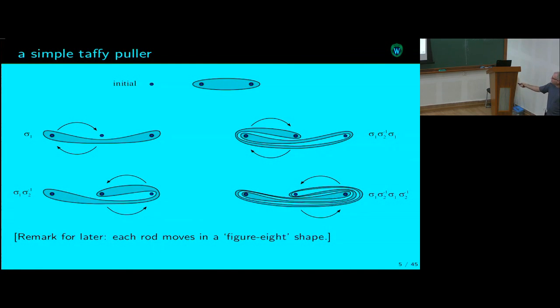Wow. So here's a piece of taffy hooked onto 2 rods, and as you switch the rods around, I'm going to decompose the motion of the taffy puller that I showed earlier. As I swap the first and second rod, you stretch the taffy this way, you stretch the taffy back, you stretch the taffy this way, you stretch the taffy back.